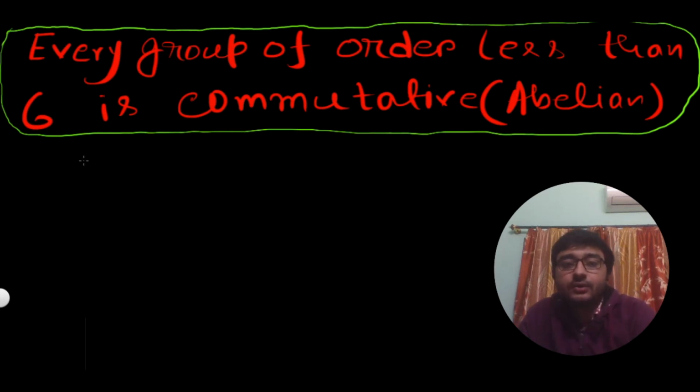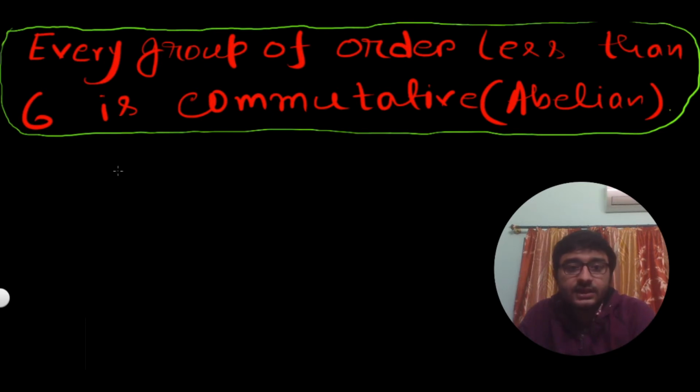In this video, we are going to prove that every group of order less than 6 is commutative, that is abelian. So I will request you to think a little bit for this problem, then see the solution. That will be helpful for you. Okay, let's try to solve this problem.